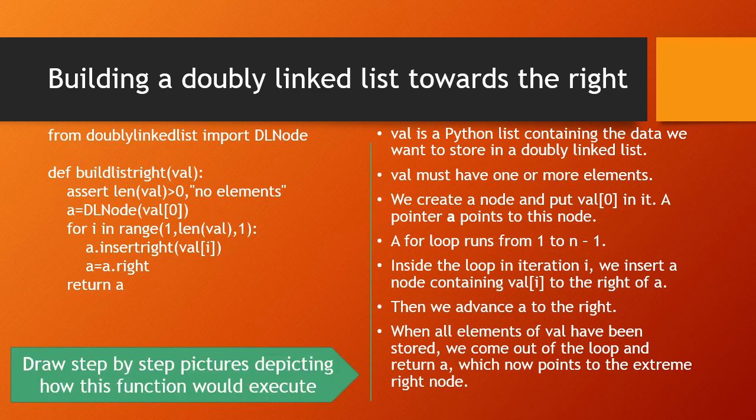Draw step-by-step pictures depicting how this function would execute. Even without the pictures, we can see that the function is O(n) because there is a for loop which is running from 1 to n minus 1. It runs n minus 1 times. The O notation is O(n).